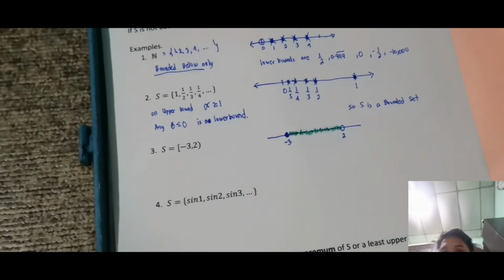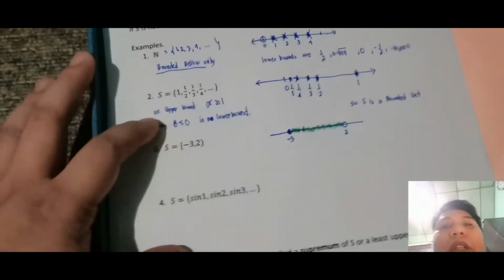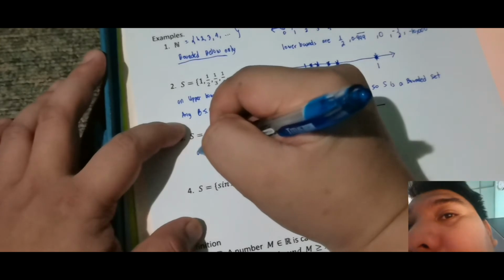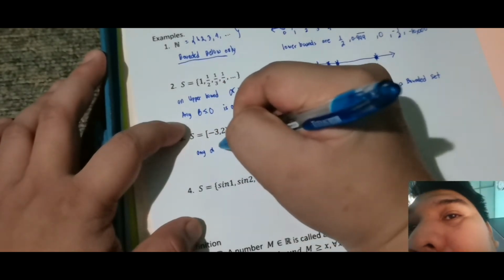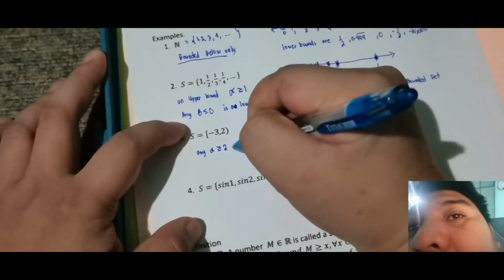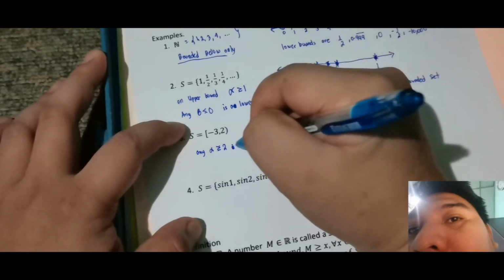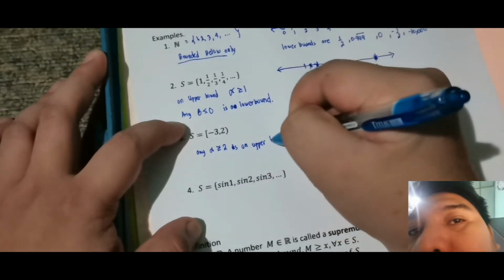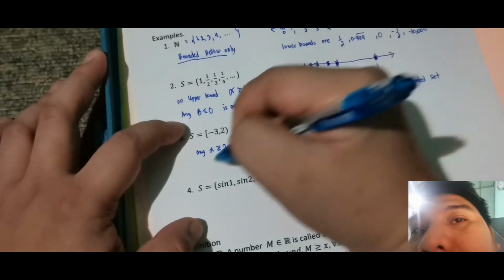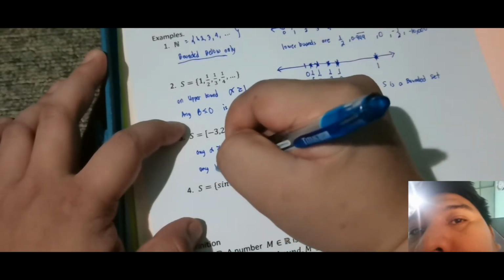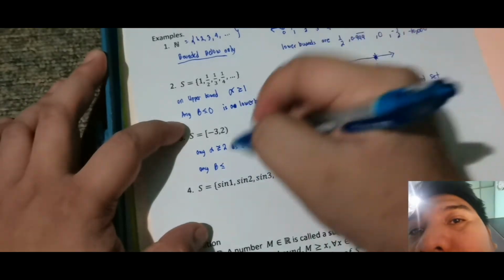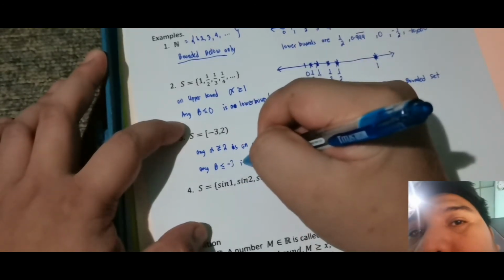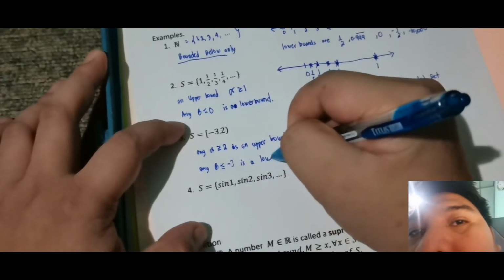So now, if you notice, what is its upper bound? Sir, its upper bound is 2, and upwards. Then any alpha greater than or equal to 2 is an upper bound. Next, any beta less than or equal to negative 3 is a lower bound.